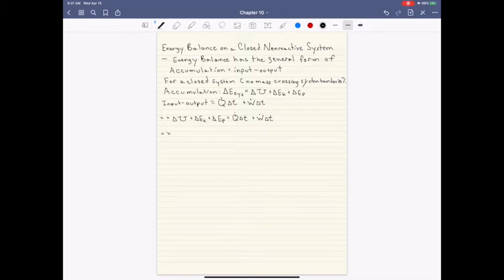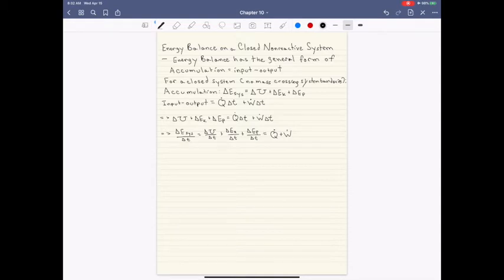Okay? And when I do that, remember the left-hand side, accumulation, we're saying, is the total change in the system energy. So I'll write it like this. But then I'll write it term by term as well. So it's delta U divided by delta T plus delta EK divided by delta T plus delta EP divided by delta T. And on the right hand side, since we divided by delta T, we're now just left with the heat rate and the work rate.